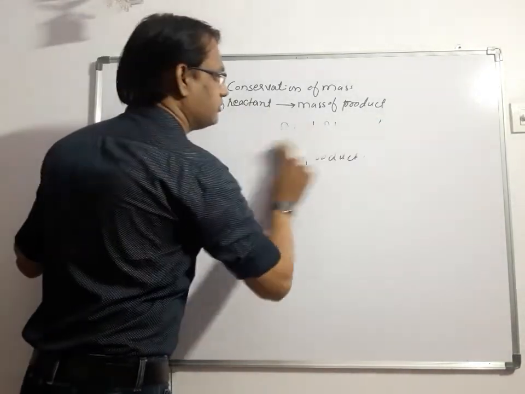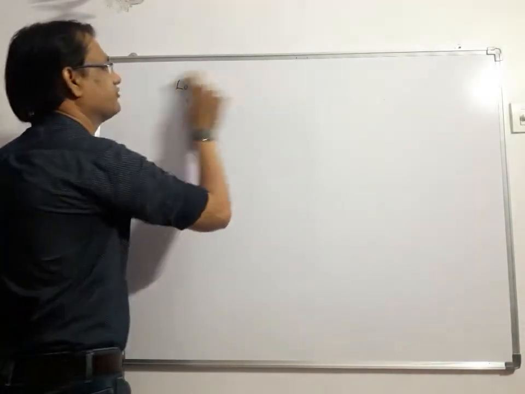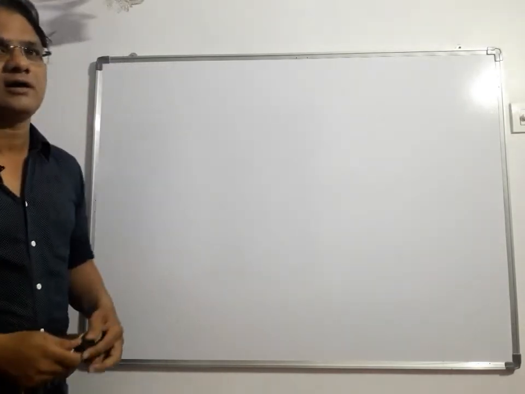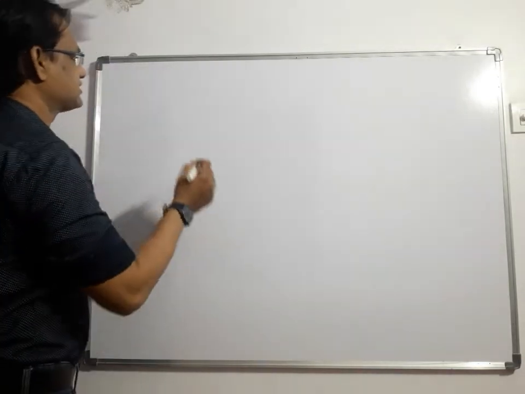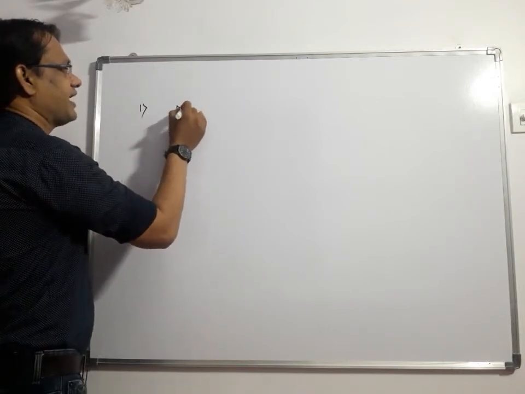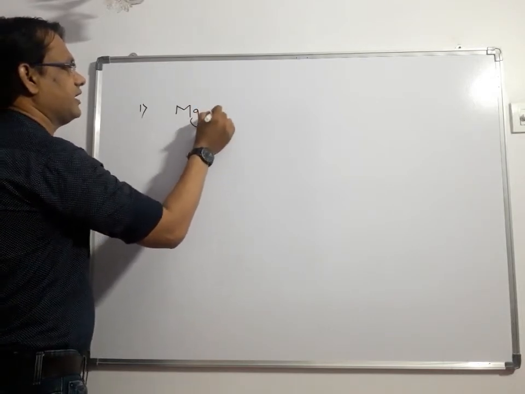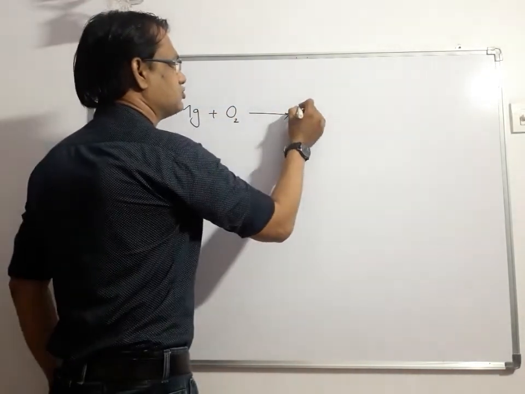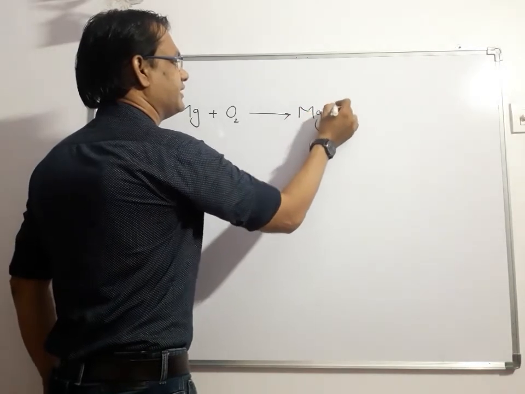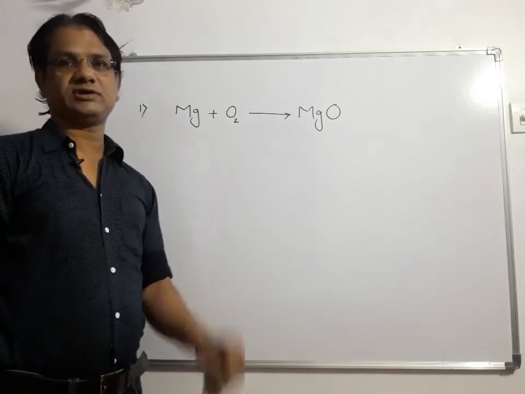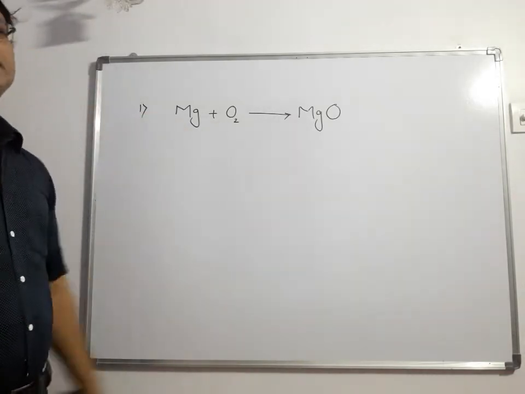Okay, so now we'll see the equations. First of all we'll see some inorganic reactions, then after this we'll see the organic reactions. We'll take first a very basic reaction, that is the reaction between magnesium and oxygen. When these two combine together they form magnesium oxide. Now we have to balance this equation. So how can we balance this equation?